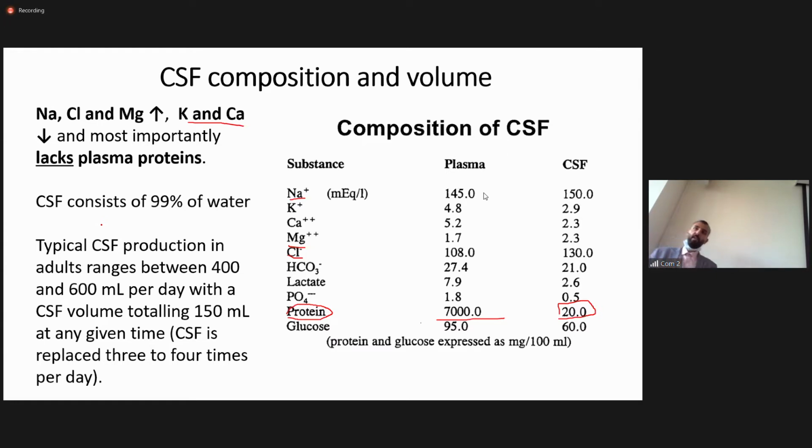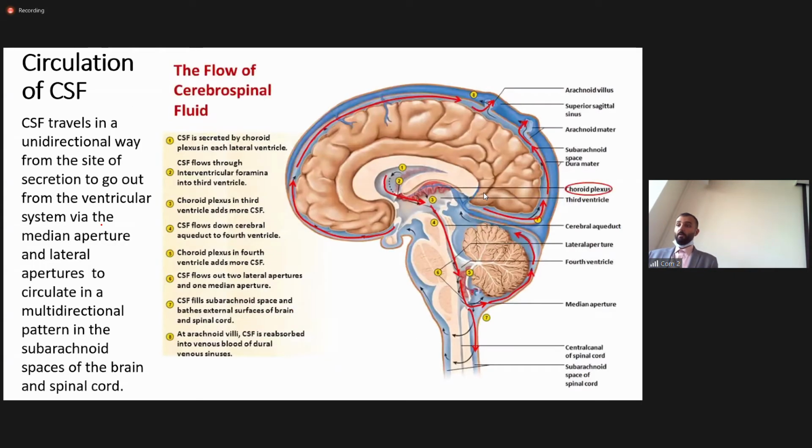And typically, an individual makes around 400 to 600 mLs of CSF per day. At any given time, as you are sitting now, you have around 150 mLs, okay? So it gets changed 3 to 4 times per day. So that was secretion of CSF.